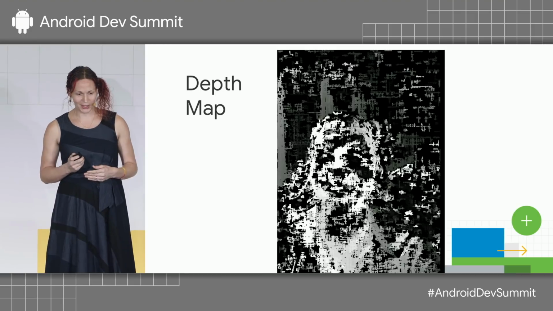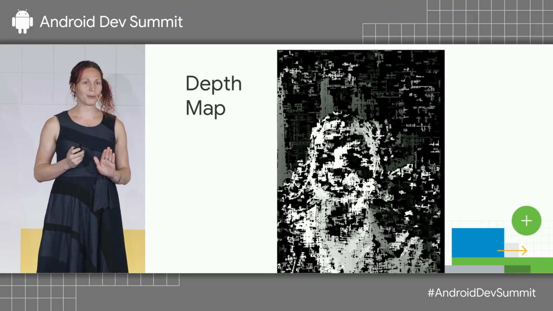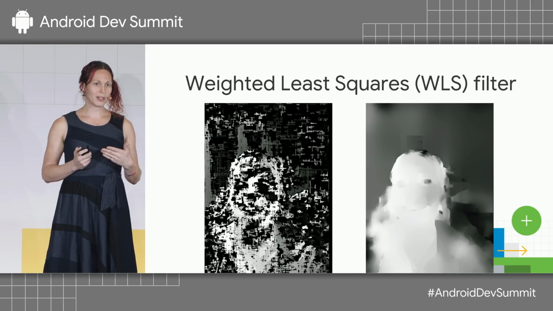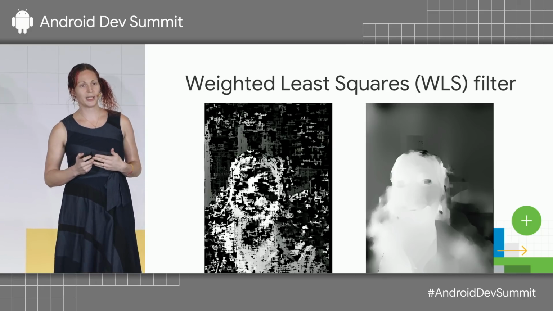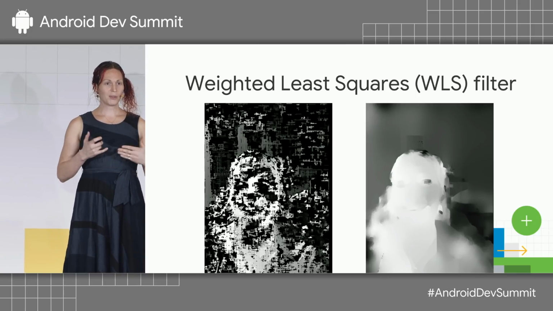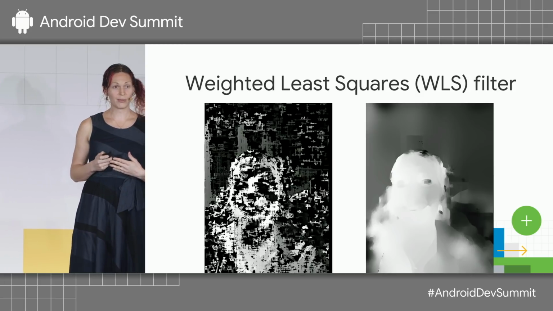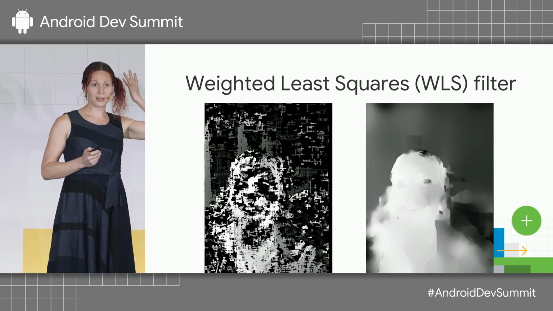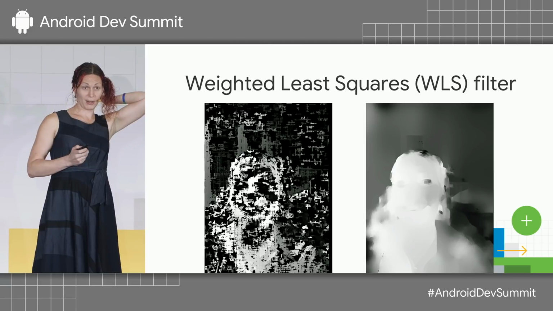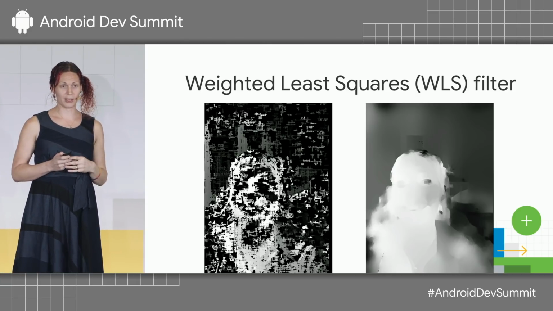Actually, sometimes it looks a lot better than that. But anyway, this isn't quite what we want to work with. What we really want to do is filter that, in this case using a weighted least squares filter, which smooths that out and gives us a little bit more useful depth map. So the darker pixels, as we saw in the demo, are the ones farther back. The whiter pixels are the closer ones.